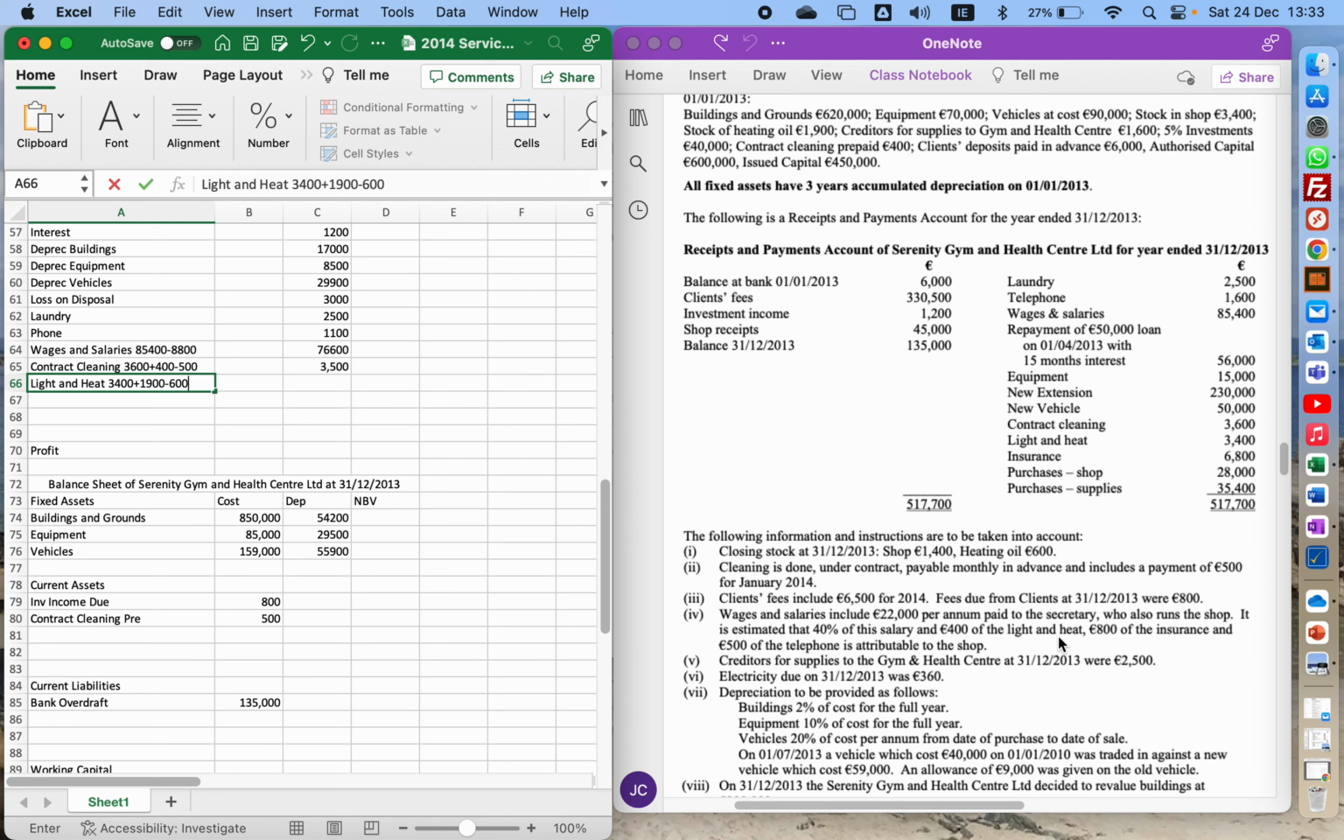Just making sure, and also 400 of the light and heat is going to be taken out as expense and sent to the shop. Okay, credit for supplies, electricity due. Oh, okay, right. So electricity due is 360, so it has to be added on again to light and heat.